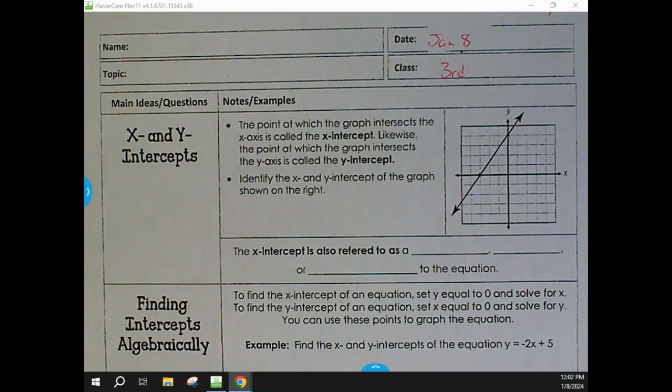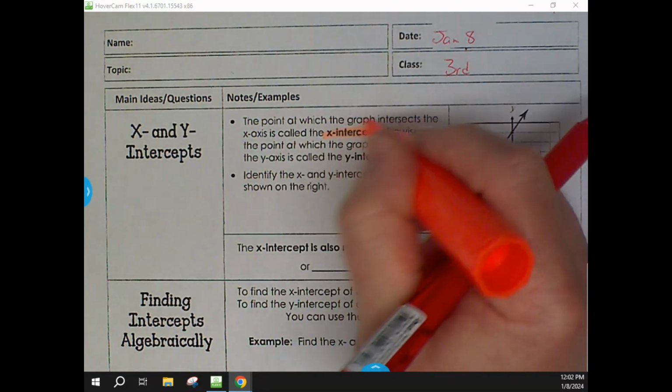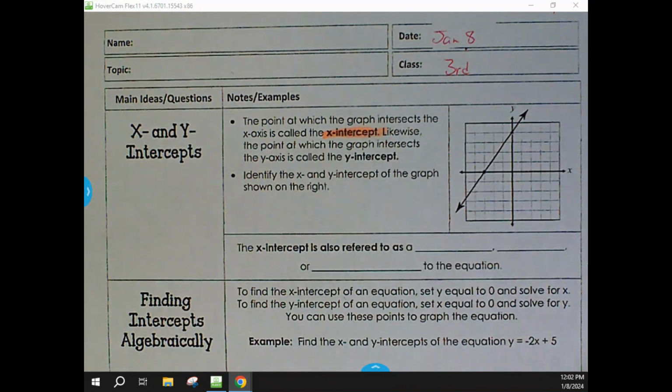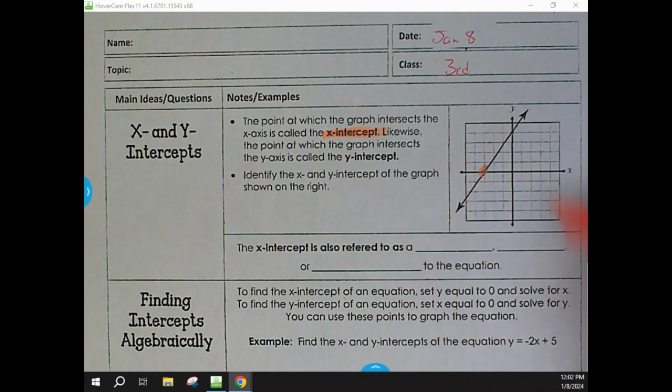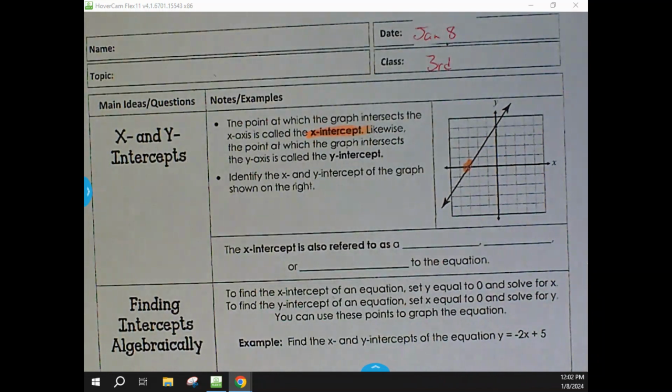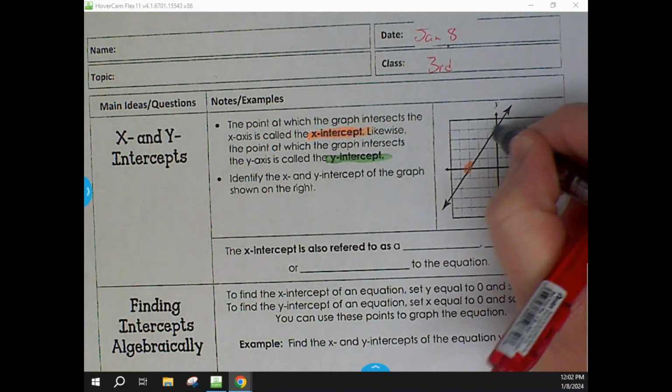So you've got x-intercepts and you've got y-intercepts. The x-intercept is where a graph crosses the x-axis. So for that one, that would be this point right here. And if we're talking about the y-intercept, that's where you cross the y-axis, which would be that point back up here.